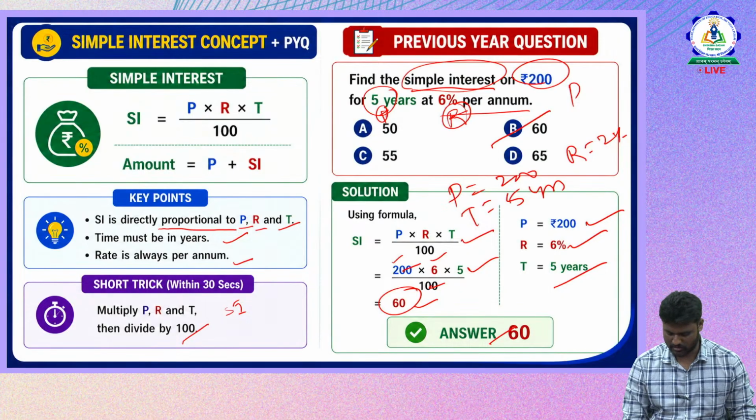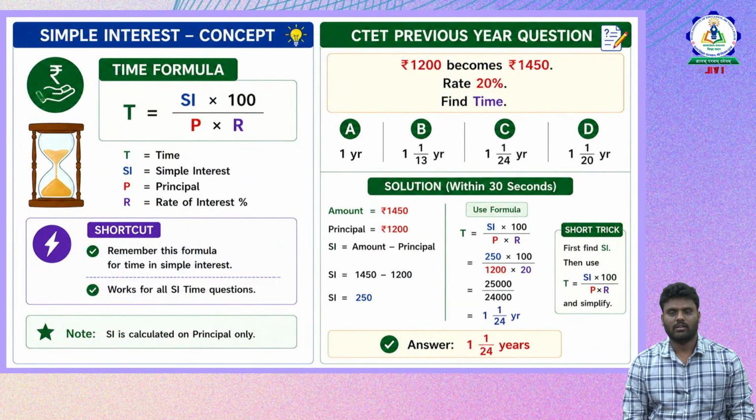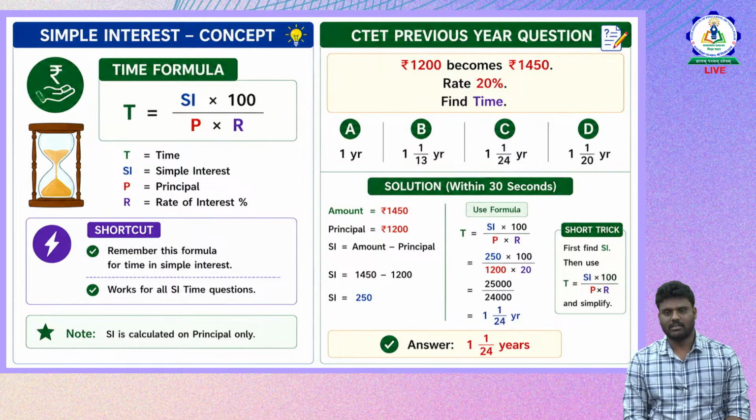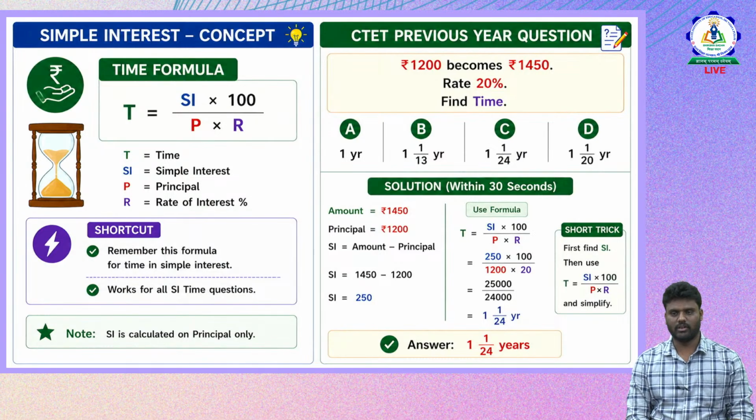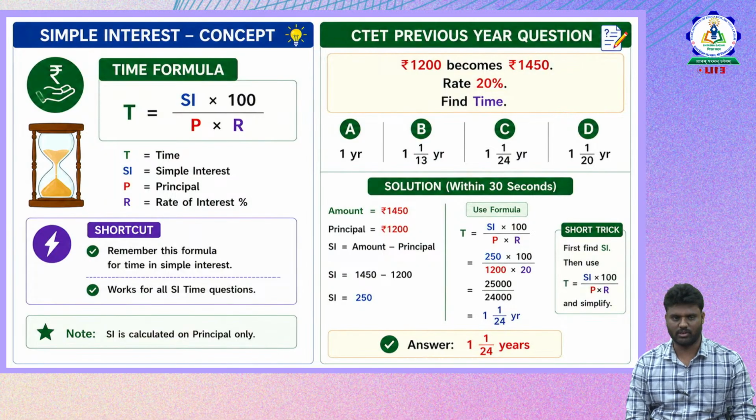Now let us see another question. The question is like this: 1200 rupees becomes 1450 at the rate of 20%. Find the time. Okay, this is a question based again on the previous formula. Option A is 1 year. Option B is 1 by 13 years. Option C is 1 year 1 by 24 years. Option D is 1 year 1 by 20 years. Okay, so now let us identify the time.